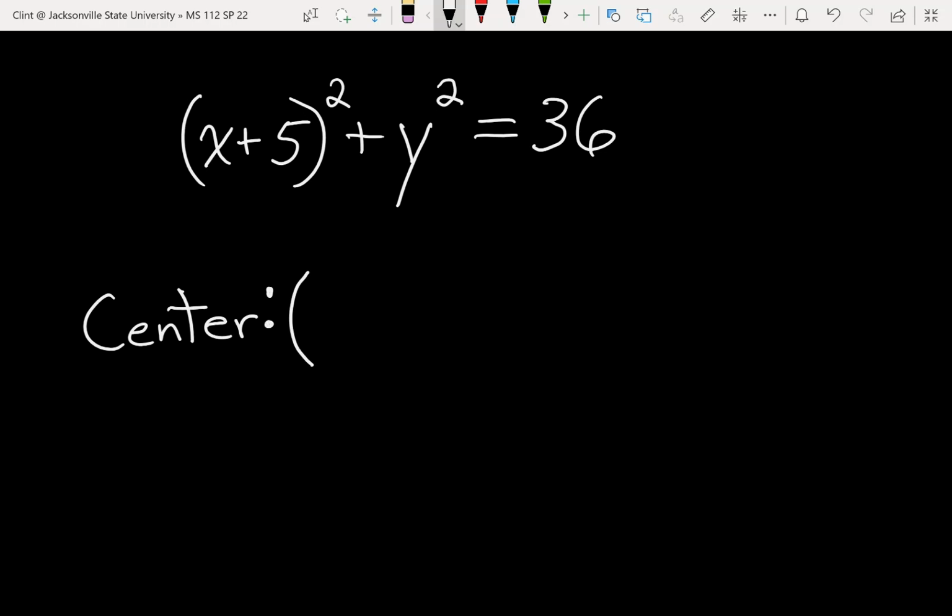Let's start with the x-coordinate. What's the x-coordinate going to be? -5, yeah. -5, good. And then make you think a little bit. What's our y-coordinate going to be?